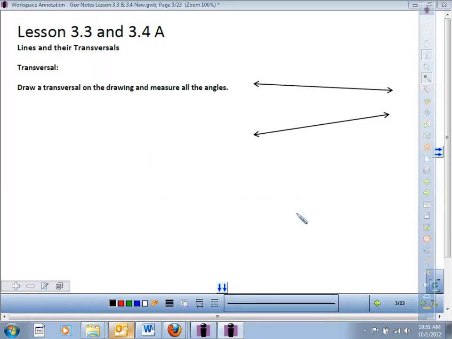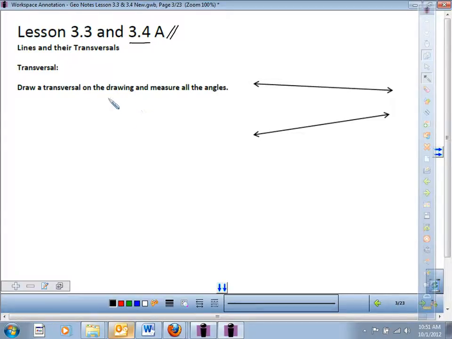This will be Geometry Lesson 3.3 and 3.4. They cover pretty much the same stuff. 3.4 just deals with what happens when we have parallel lines. But we're going to get our other four angle relationships that we've been talking about. We've talked about two of them so far, vertical angles and linear pair. Today we're going to get the other four of the six I said we were going to have.